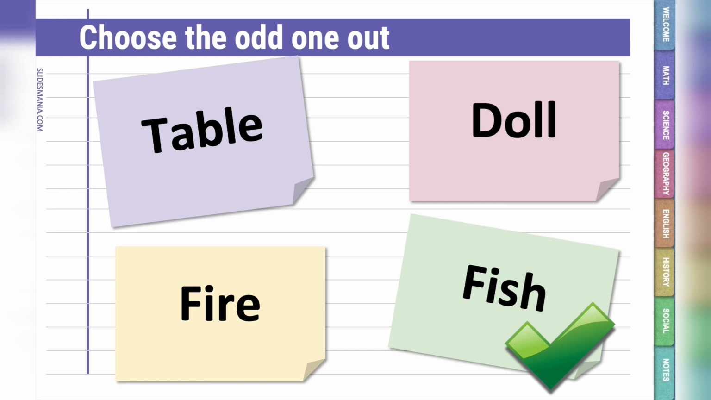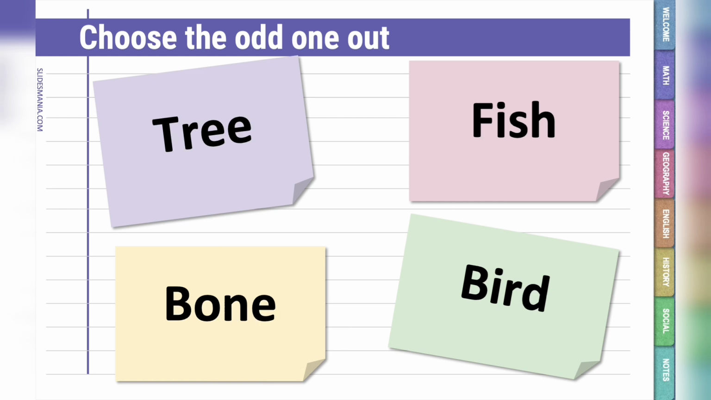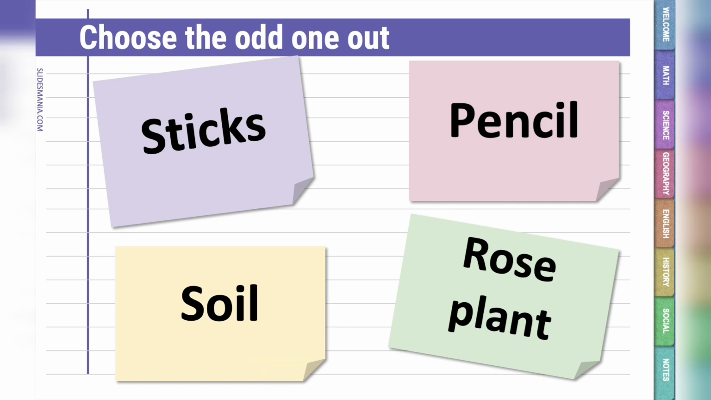Fine. Now next one, we have boy, kitten, wood and plant. Which one do you think is the odd one out? Wood. And why is it wood? Because it's once living and others are living things. Okay. Now the next one, tree, fish, bone, bird. Which one is the odd one out? Bone. Yes, you're right. So the next one, you have sticks, pencil, soil and rose plant. Which one is the odd one out over here? It's not soil, it is rose plant because this is living and all others are non-living.